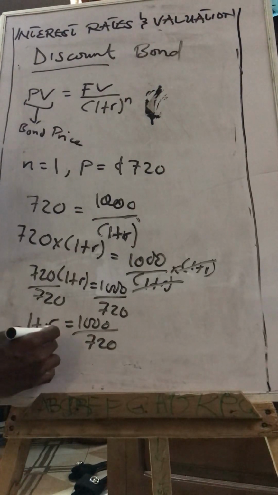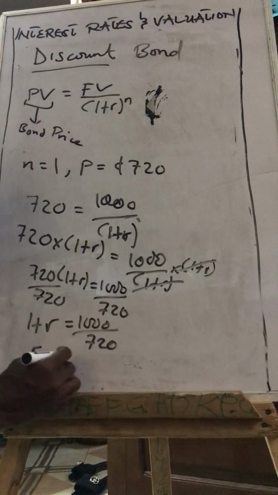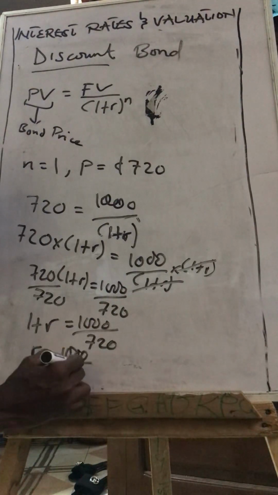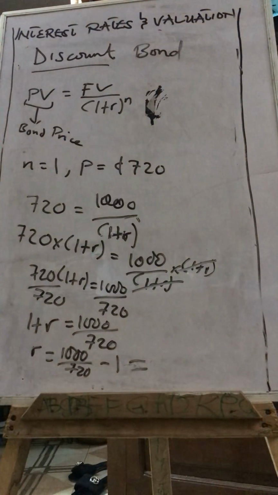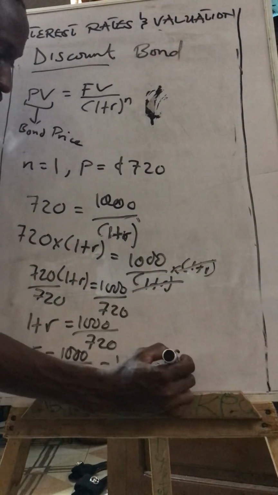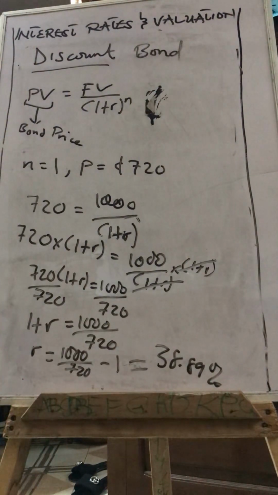I can further make r the subject by sending 1 here. When 1 crosses the equal sign, it's going to change to negative. So I'll have 1000 over 720 minus 1. When you do your calculation, we are going to get 38.89%. That becomes our final answer.